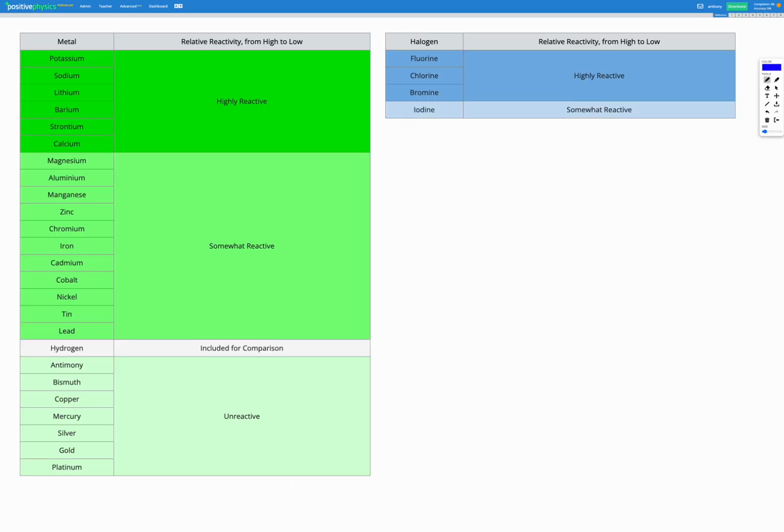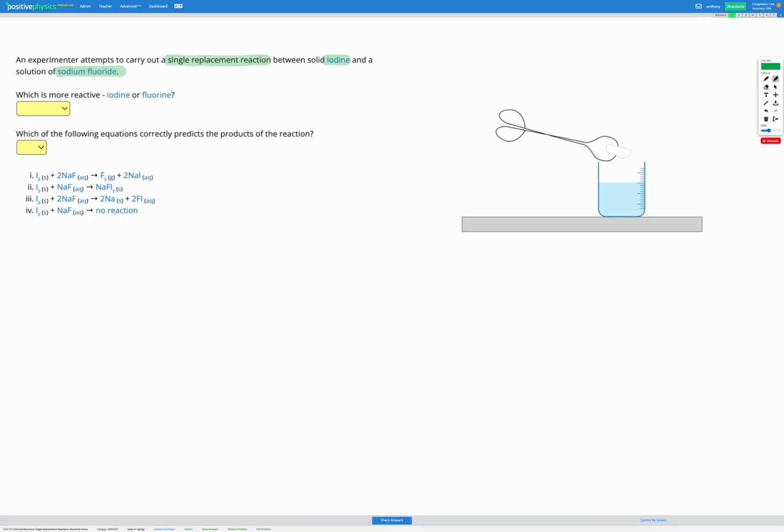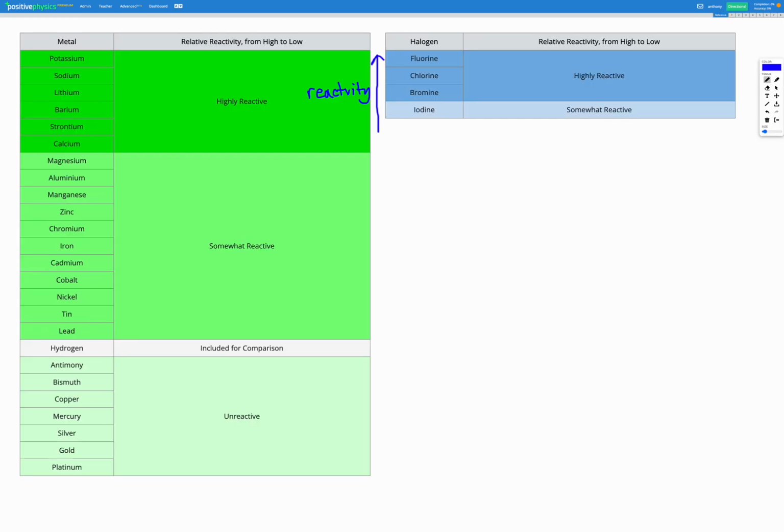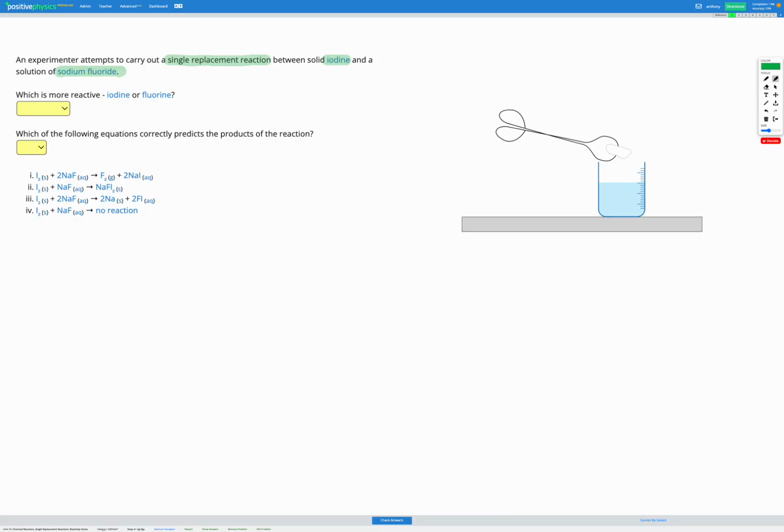We have a reactivity series for metals on the left, and we also have one for non-metals on the right. And again, the reactivity increases as we go up the table. So fluorine is the most reactive, followed by chlorine, bromine, and iodine. So in our question, we're asked about iodine and fluorine. So fluorine up here, that's the most reactive, and iodine is the least reactive. So fluorine is definitely more reactive than iodine.